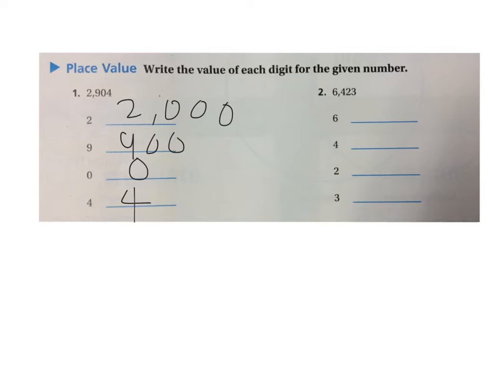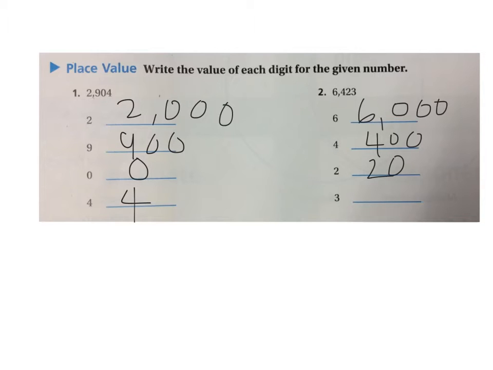Okay, let's look at number 2. What's the value of the 6 in this number? Adriana? 6,000. Go ahead and write that in. What's the value of the 4, Harshita? 400. Okay. What's the value of the 2, Ariel? 20. And what's the value of the 3, Neha? 3. Good.